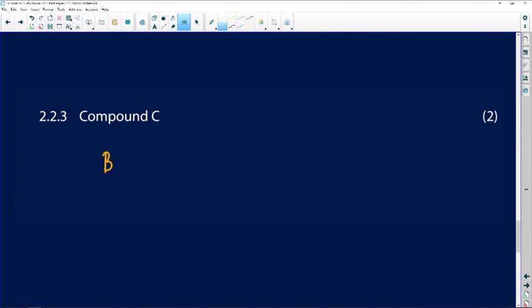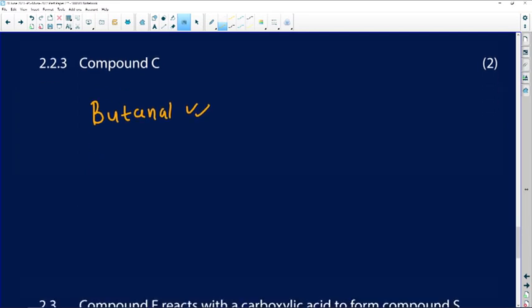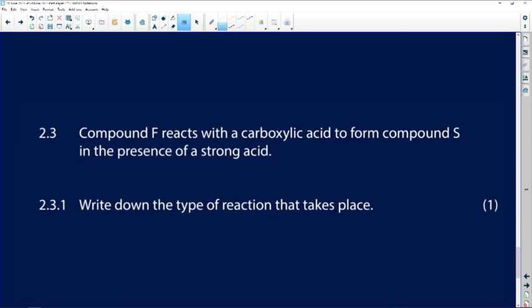So this one is butan, and then the ending is al. So it's butanal. But remember, it won't change. So I think what you can do, you can just write butanal. You get 2 marks for that, just to say butanal. All right. Let us move to 2.3.